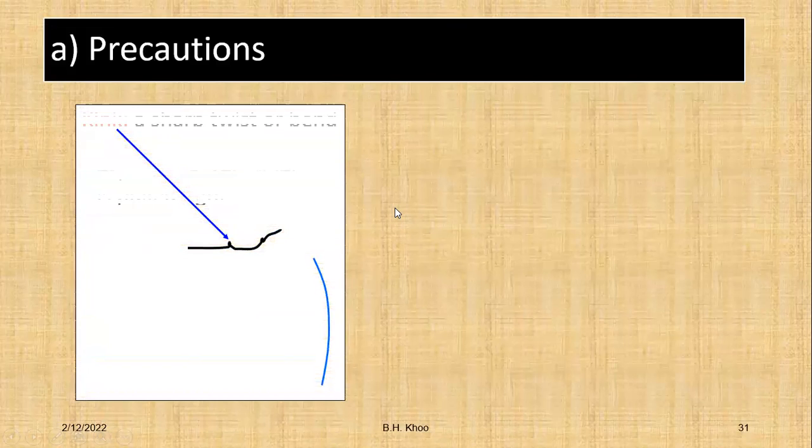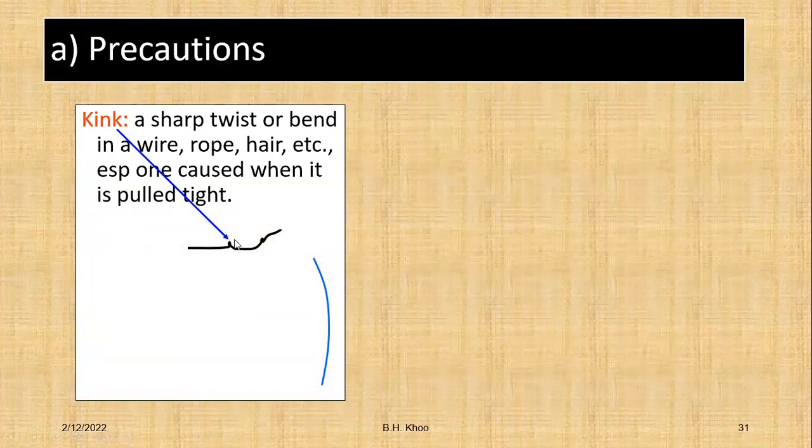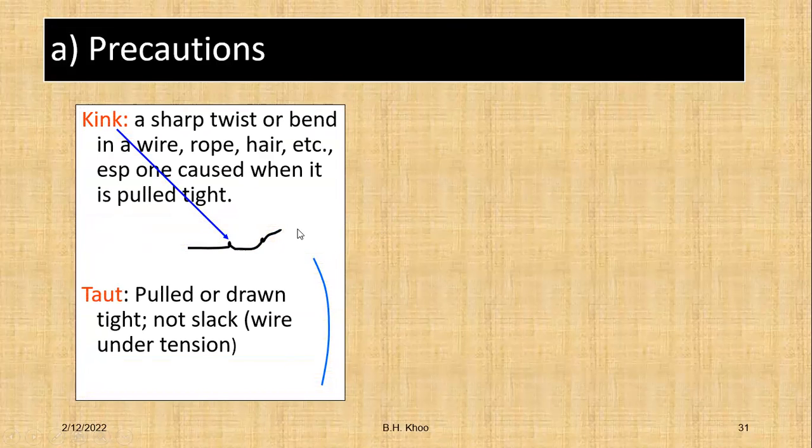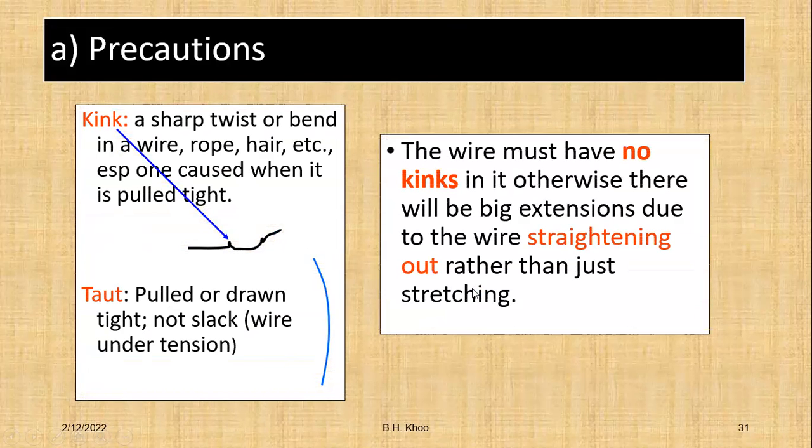But precautions: you have to make sure that we don't have any kinks, right? That means the wire must be straightened, not twisted. This twisted, when you add the mass, it becomes straight, so it adds to the length extension. That's why we cannot have that. Taut, we want it to have a bit of tension, straight. Don't want it curved like that. Make sure there are no kinks. Otherwise, it will have a big extension when we put a large mass, so it will give us a wrong answer.